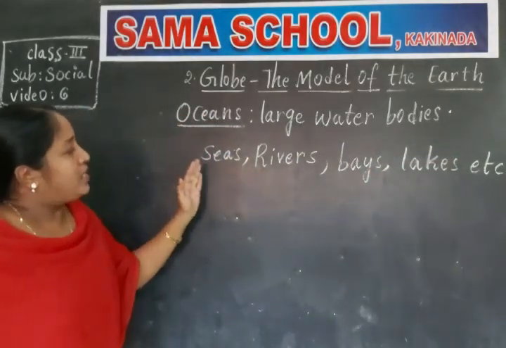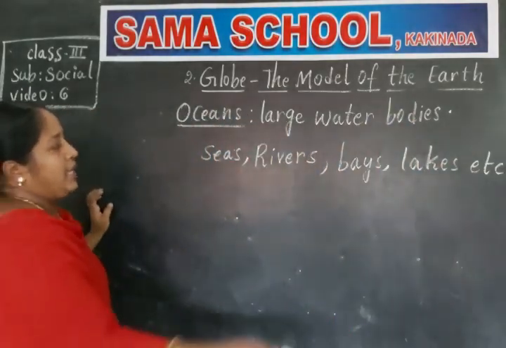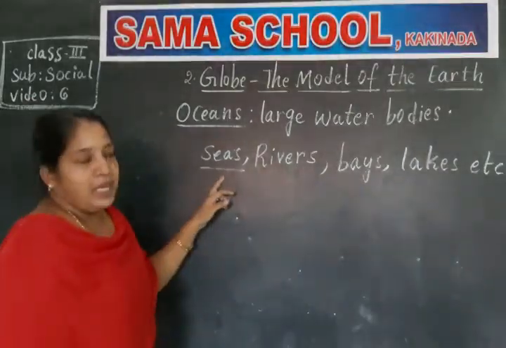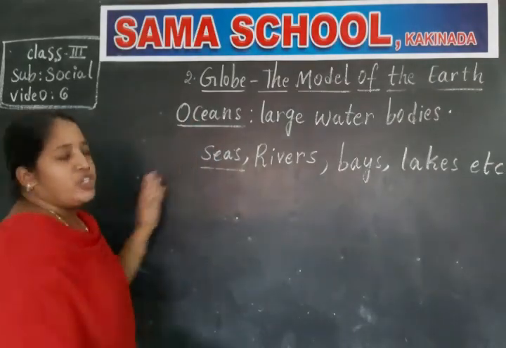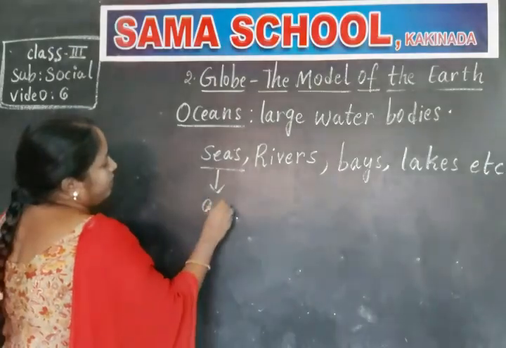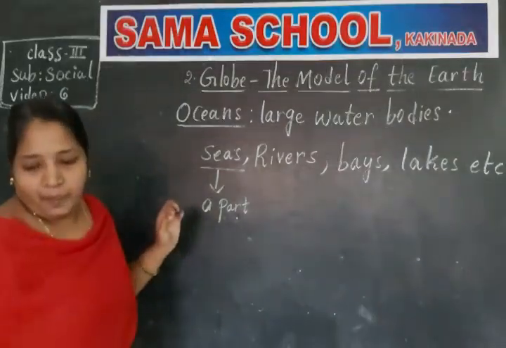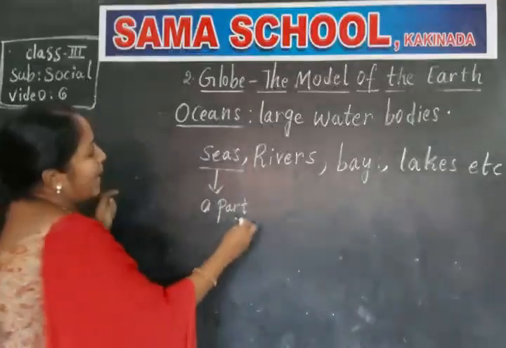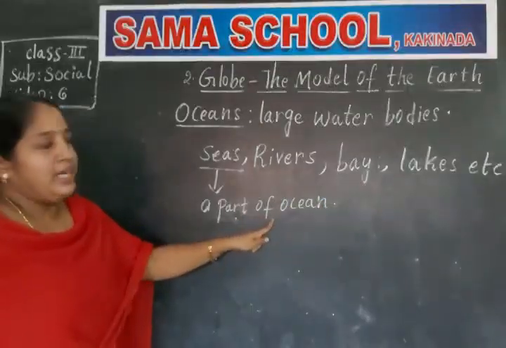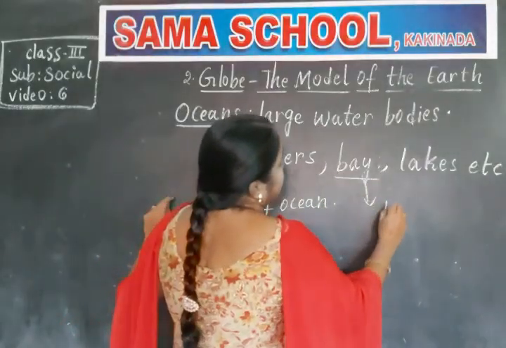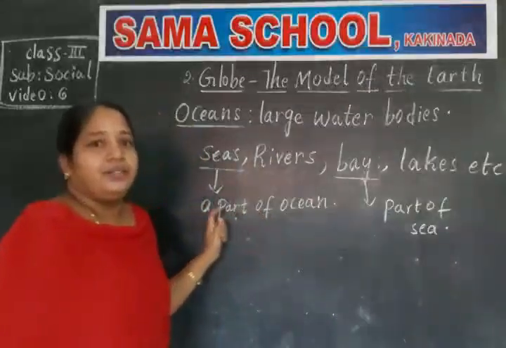And the small water bodies such as seas, rivers, bays, lakes, etc. also come under small water bodies. So sea is a part of ocean. That means ocean is a very large water body and sea is smaller than the ocean. It is a part of ocean. So seas are a part of ocean. They are smaller than ocean. Clear children? And bay is a part of sea. That means it is smaller than sea. Clear children? Clear?